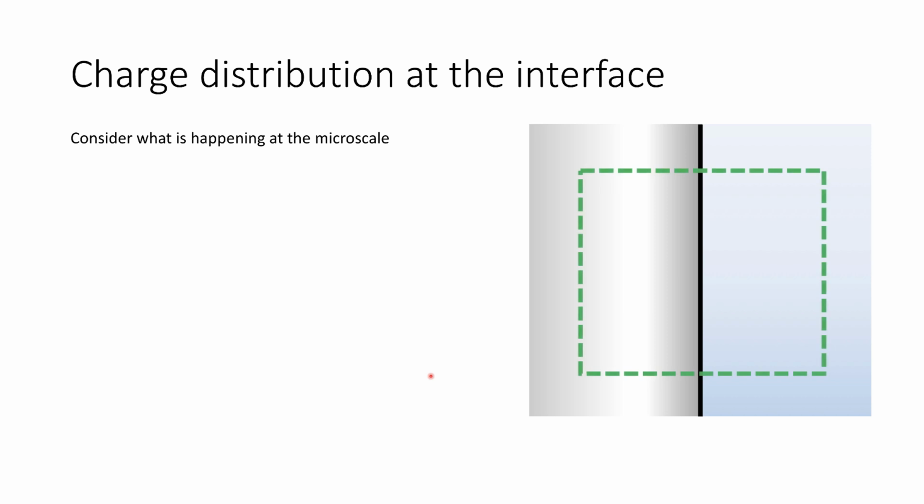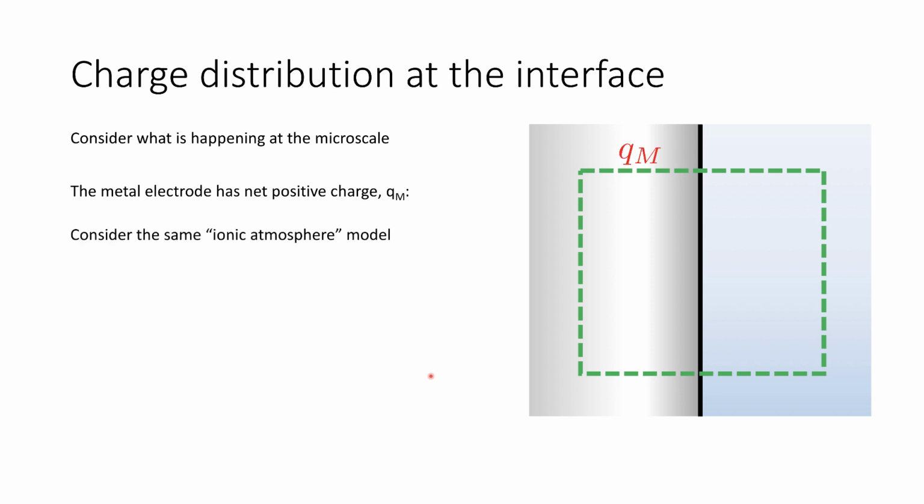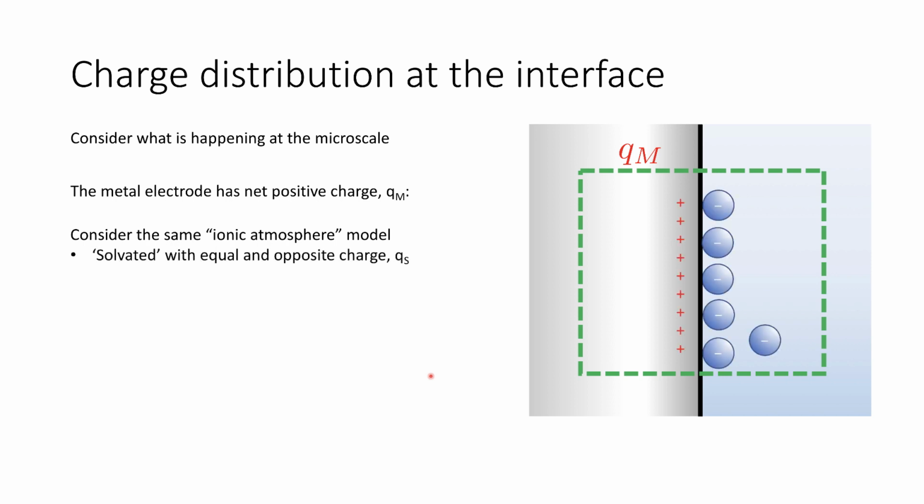We're going to say that the metal electrode has a net positive charge. We're going to call it QM, so the charge in the metal. So let's populate this with charges. But we're going to now consider the ionic atmosphere model. We're going to consider solvation of that electrode. So as we add the positive charges, we have to populate the surrounding solution with negative charges as well.